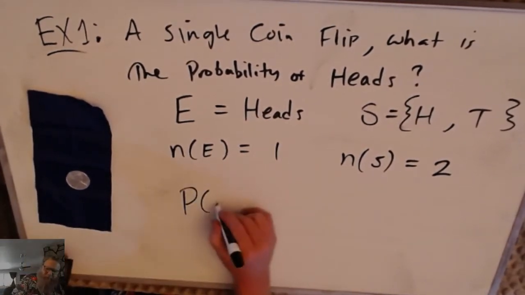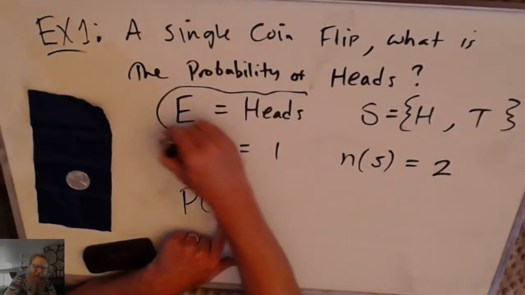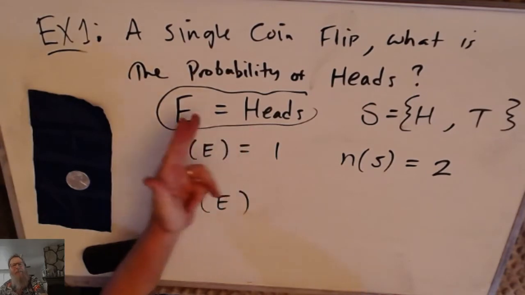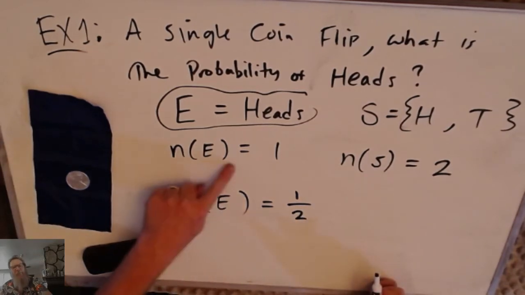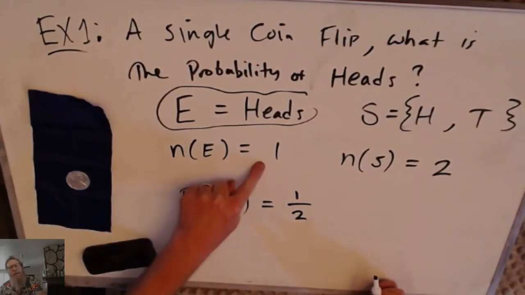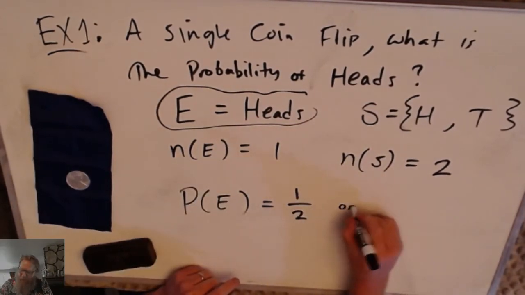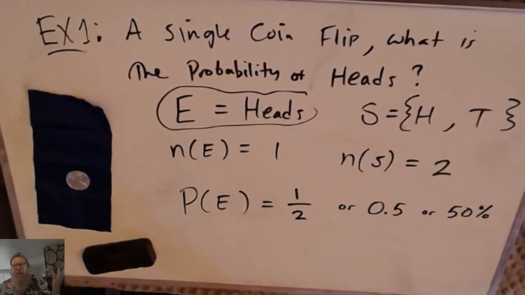So the probability of heads, probability of E, and again, you better be clear that E actually means heads. Sometimes it's nice to just use the letter H in that case, is 1/2. Number of occurrences of E is 1. Size of the sample space is 2. And so it's 1/2 or 0.5 or 50%. These are all tomatoes. Tomato, tomato, tomate.